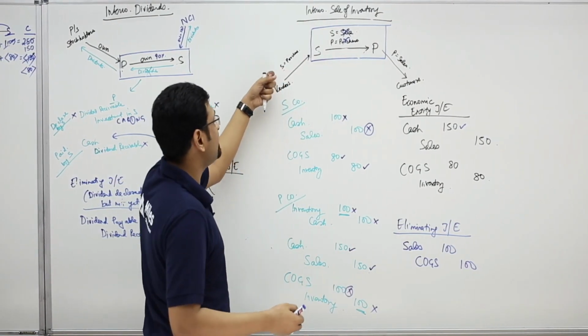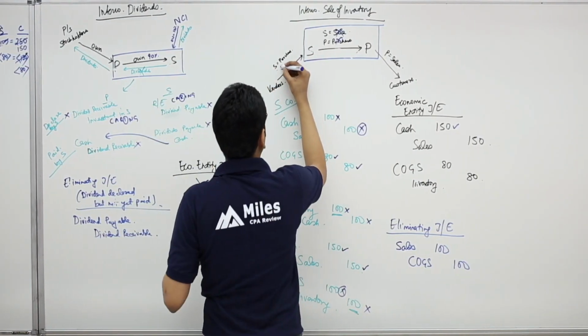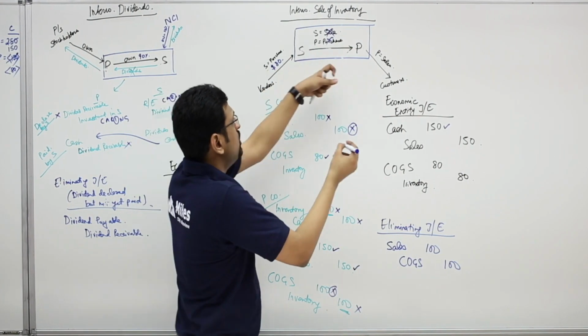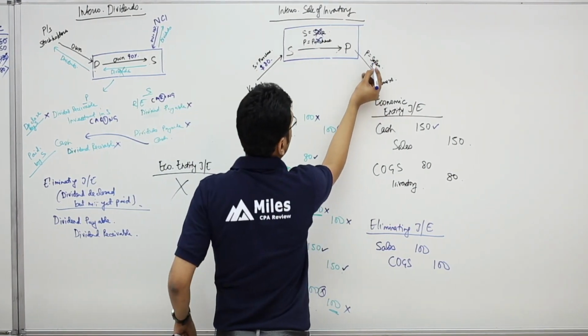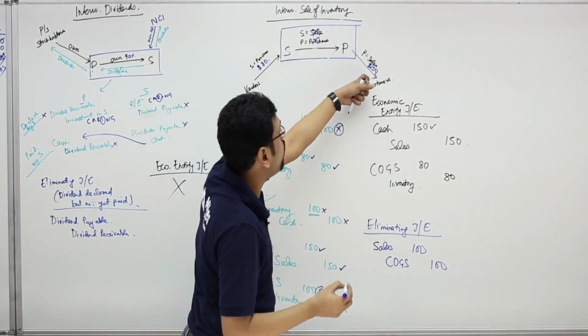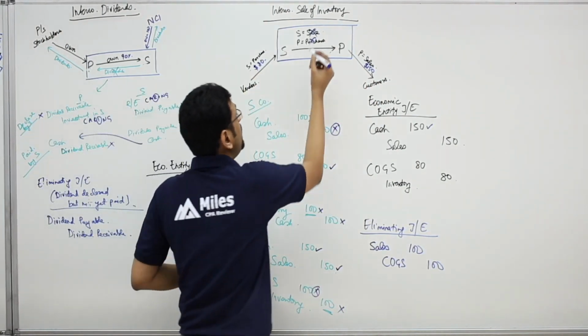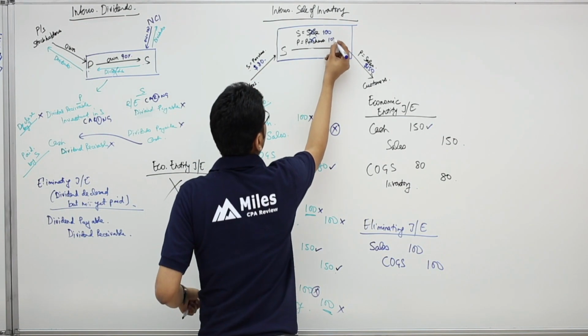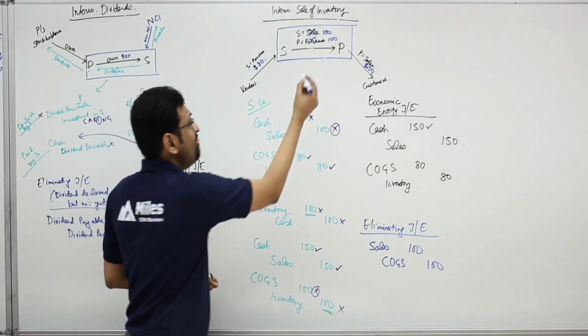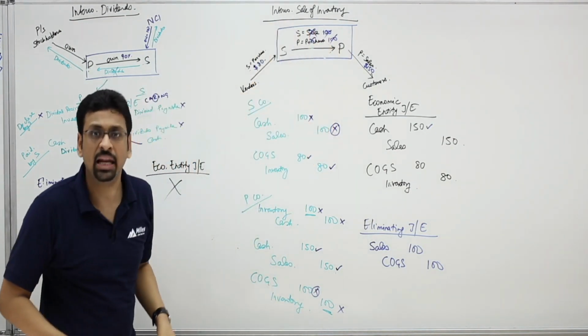We have eliminated the intercompany sale of inventory, the sale of inventory from S to P. We know that S purchased it from the vendors at $80. P sold it to its customers for $150. We are happy with this 150 as sales and 80 as COGS. What we are not happy with is this $100 intercompany transaction, and that is what we have eliminated here.